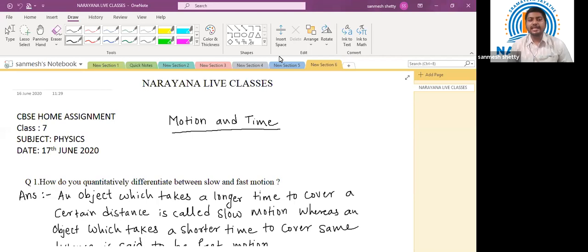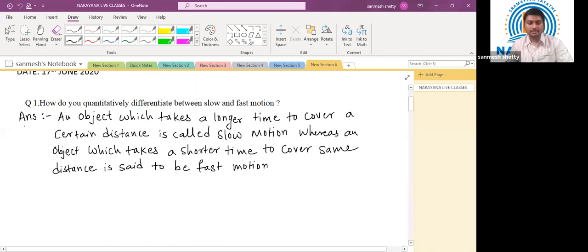My name is Sanmesh, and today we are going to see the solutions of the Class 7 Physics assignment, which was provided to you on 17th of June. This assignment is based on the topic motion and time. Let us start. Our first question is, how do you quantitatively differentiate between slow and fast motion?